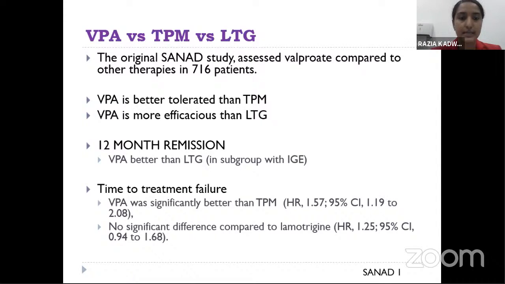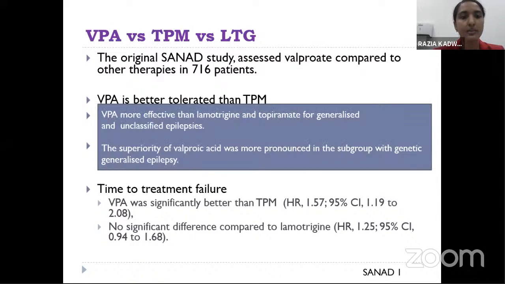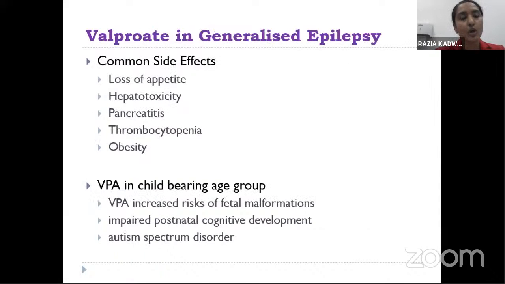People have found that in both treatment failure as well as 12-month remission, valproate is superior to all the other first-line medications. So especially in the subgroup of patients who had generalized epilepsy, valproate was proven to be superior to other common anti-seizure medications. But you must remember the common side effects of valproate. The patient may have either loss of appetite, sometimes they may develop severe abdominal pain, thrombocytopenia. Obesity is very common in girls. And in the childbearing age group, you must always inform the family that there's a high risk of fetal malformations. And sometimes these children can also have postnatal cognitive impairment.